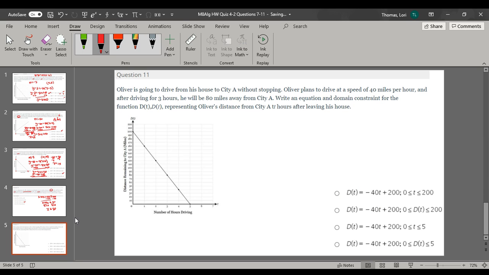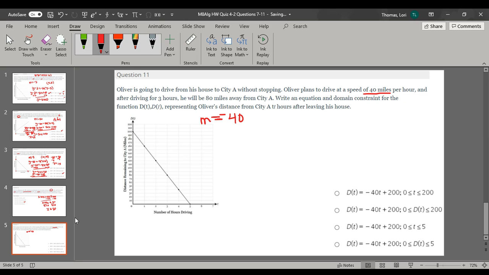Okay, we're going to do this last one. Before we even start reading this, let's look at the x-axis. It represents the number of hours driving, and our y is the distance remaining to city A. Oliver is going to drive from his house to city A without stopping. He drives at a speed of 40 miles per hour, and so that's going to be our rate of change. But notice that we have a negative slope. It's negative because we are getting closer to the city.